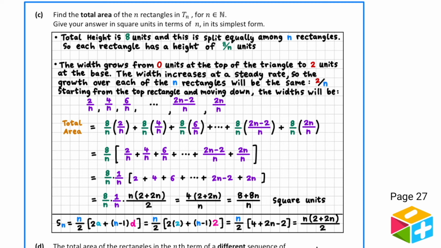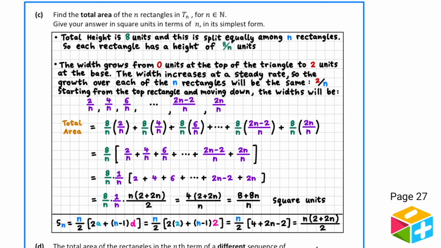The top rectangle will have a width of 2 over n. The second rectangle will have a width of 4 over n. The third rectangle has a width of 6 over n, and so on. The second rectangle from the bottom will have a width of 2n minus 2 over n, and the bottom rectangle will have a width of 2n over n. We could simplify this to 2, but it's actually more convenient to leave it as 2n over n.